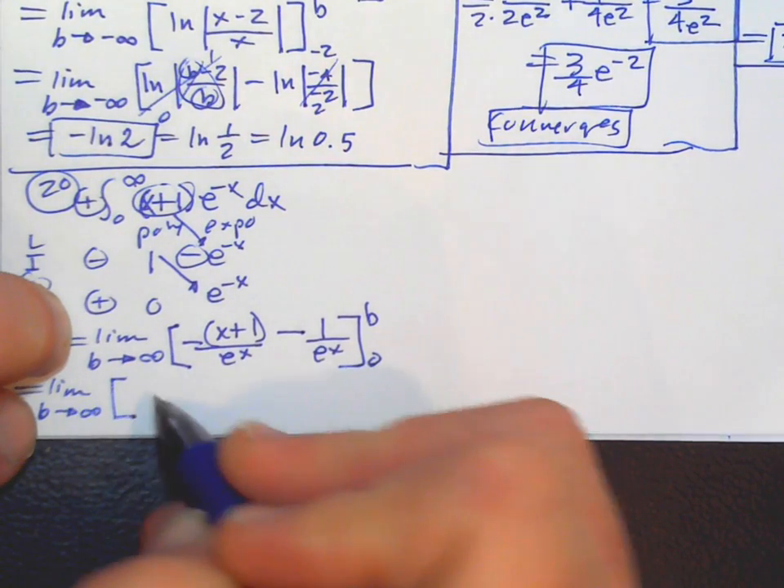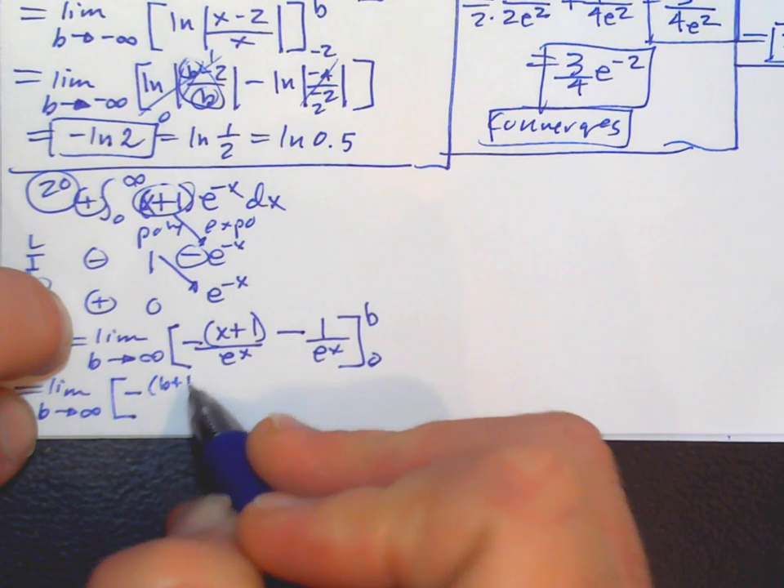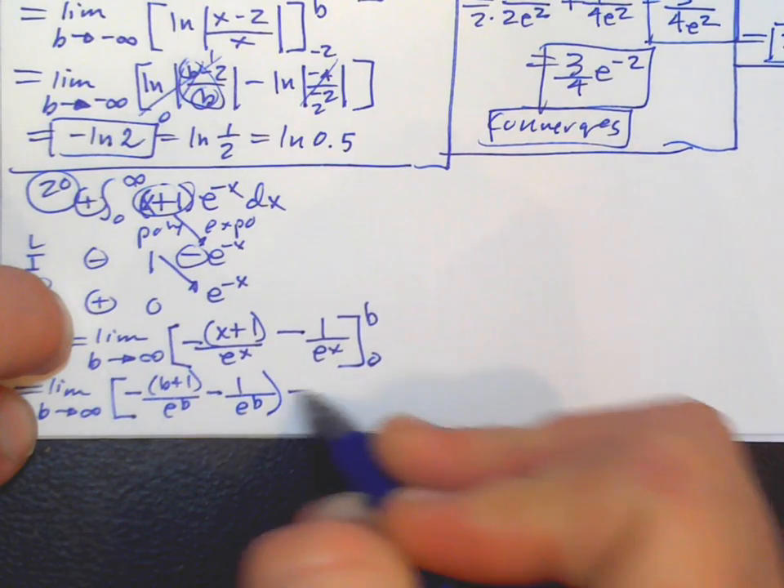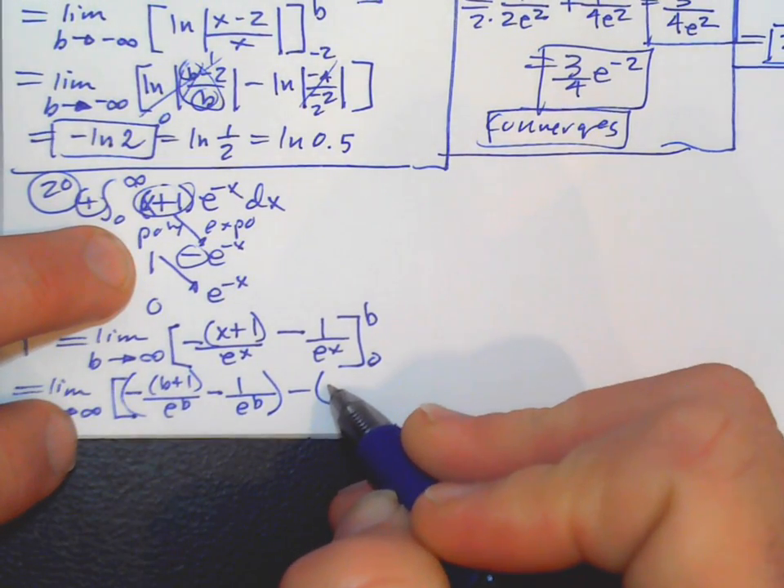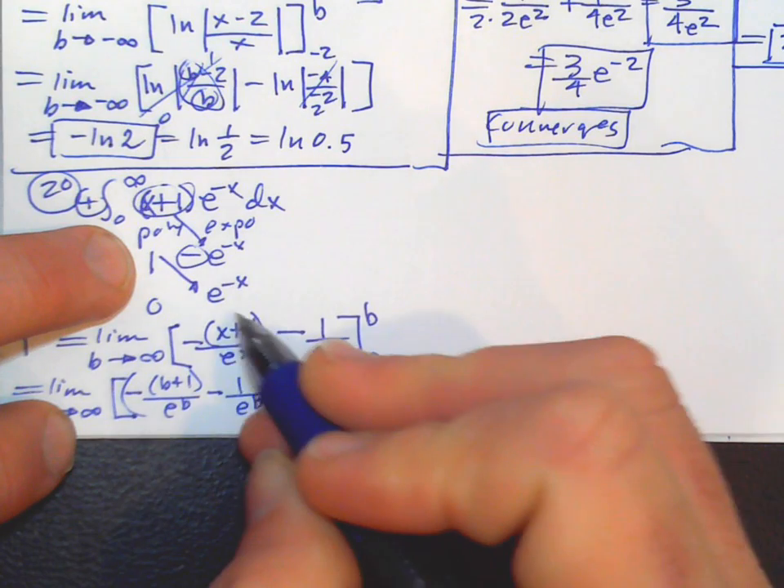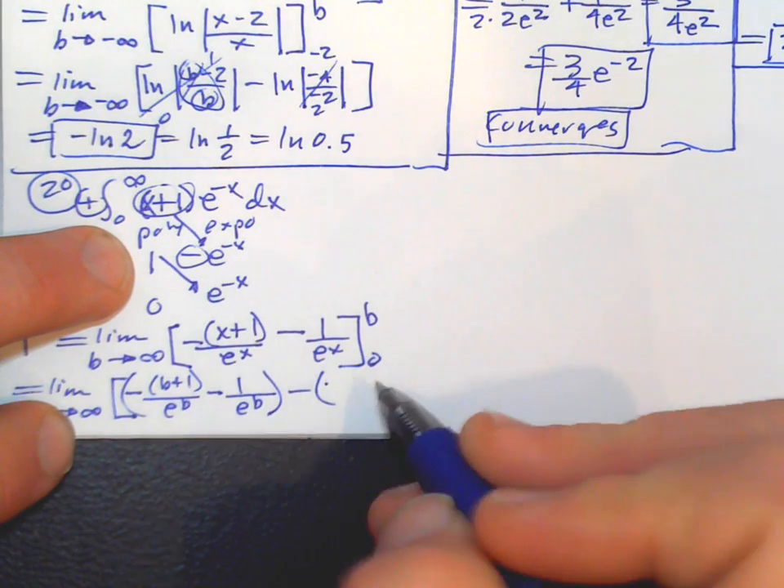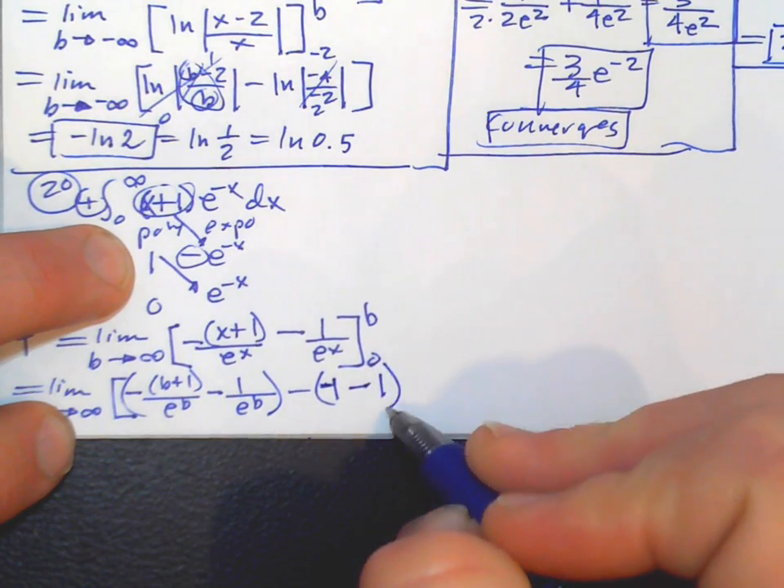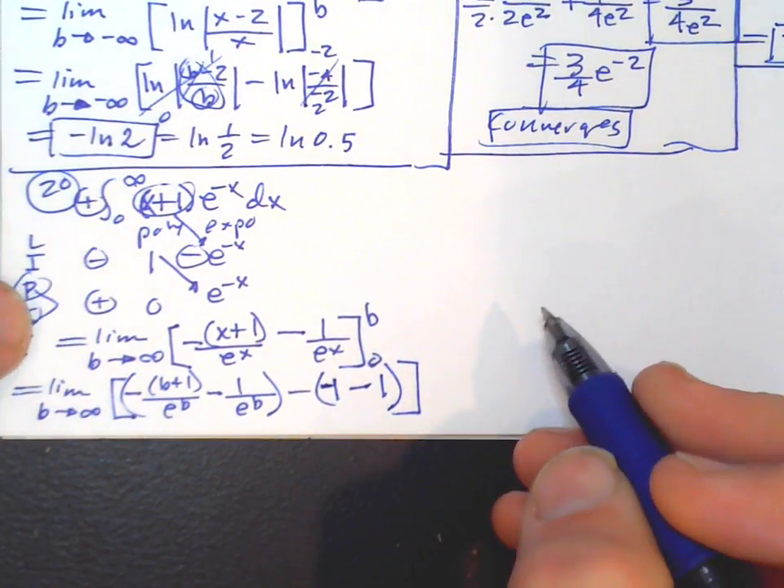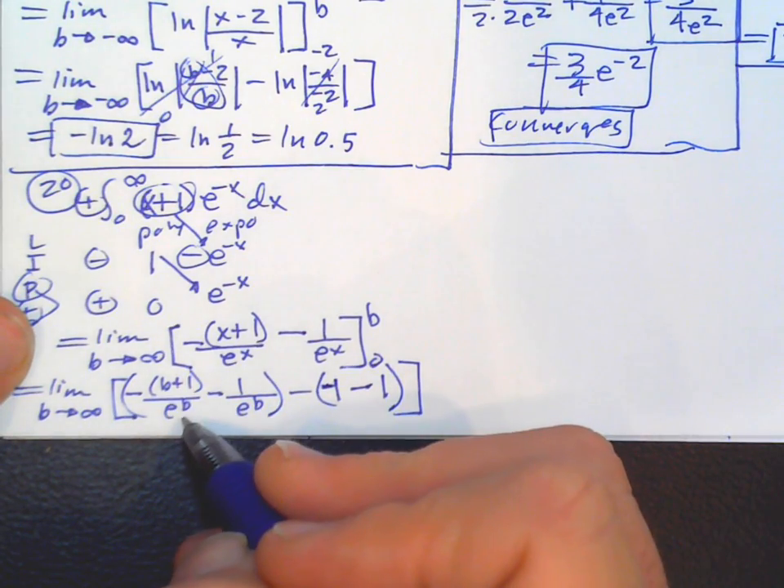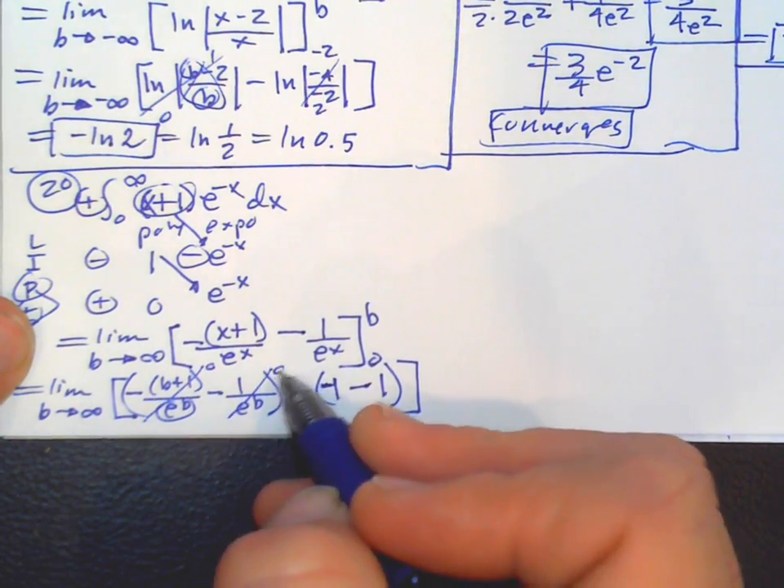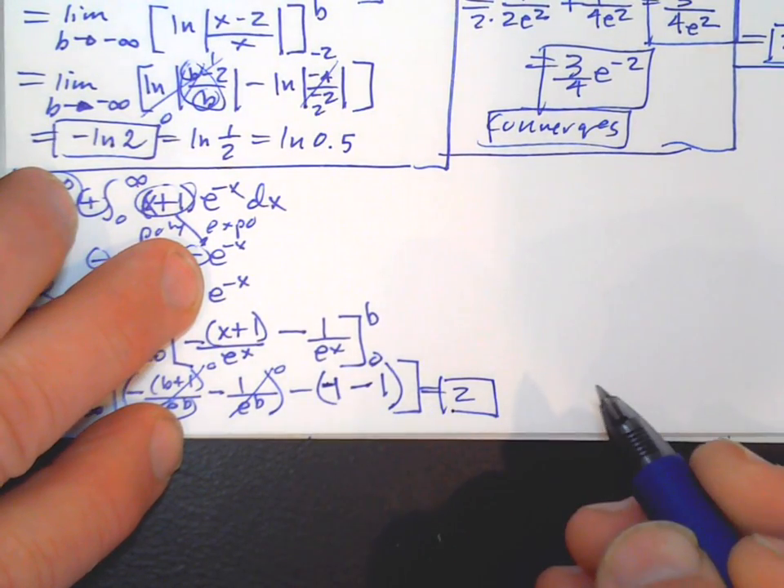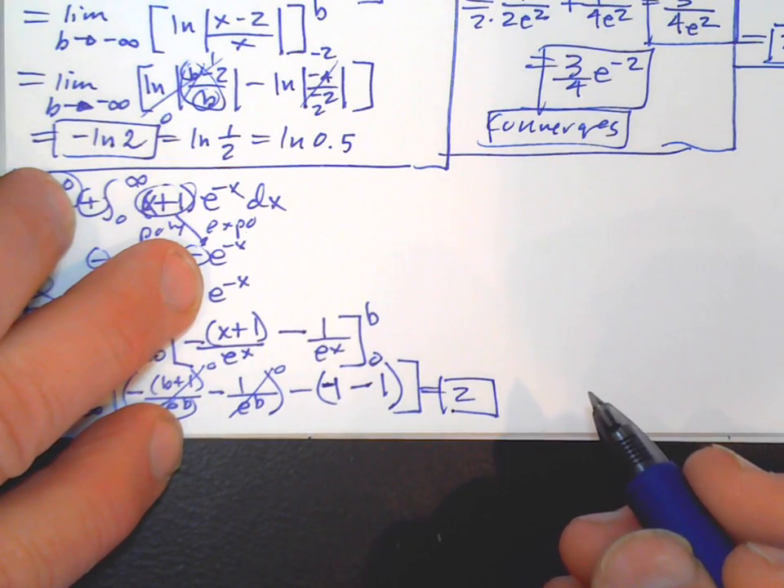So if we plug b in, plug 0 in, that's going to be 0. 0 plus 1 is 1 over e to 0 is 1, so it's going to be 1, negative 1, minus 1. Now, when we plug infinity in, we get infinity over infinity, but this is a dominant term, so it's going to go to 0. And what's going to be left is positive 2. Positive 2 converges.